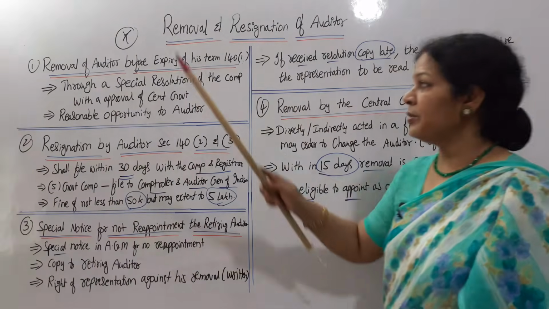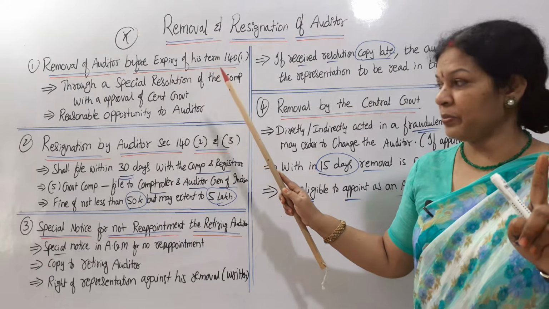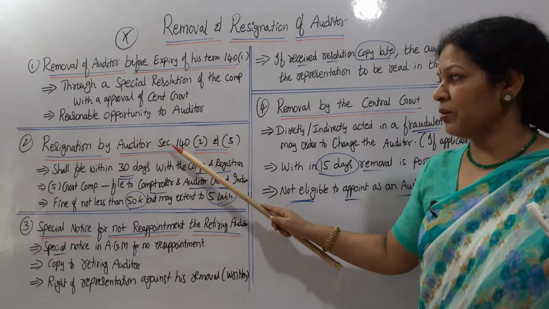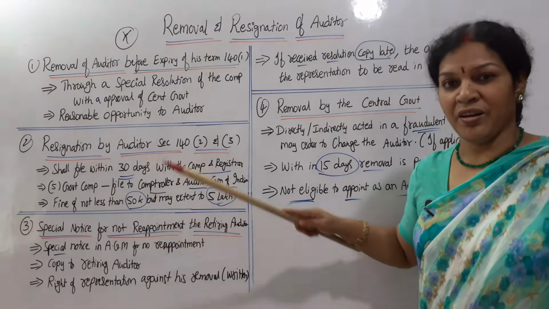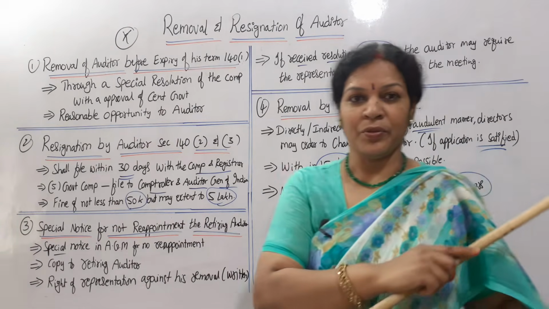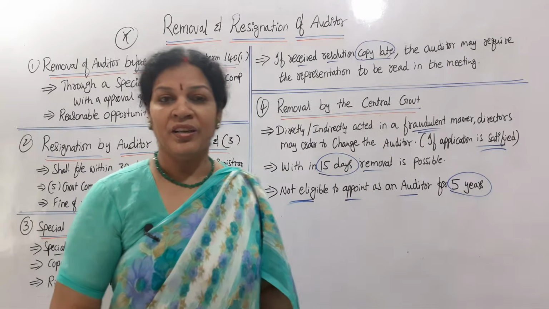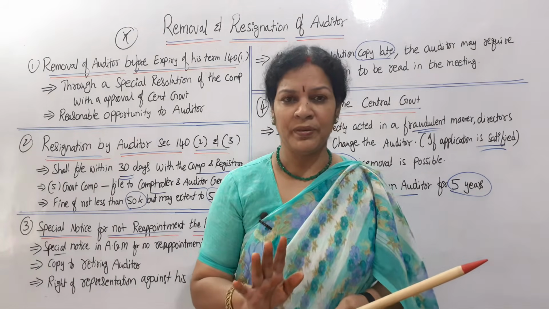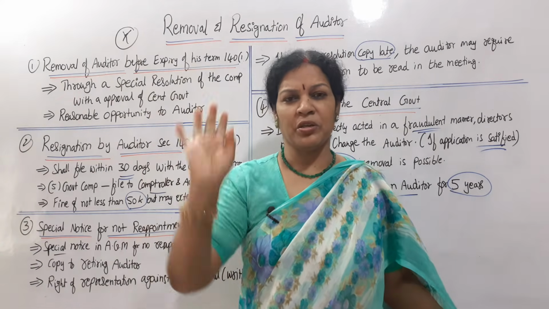What are the 4 points? First one, removal of auditor before expiry date. Second one, resignation by auditor. Third one is special notice for not reappointing. Fourth one, removal by the central government. Okay, important topic. Don't skip. Thoroughly, whatever I spoke, the same way you can write it in the exam.